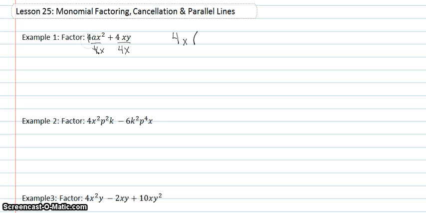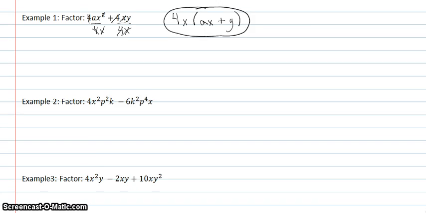So the 4's cancel. I'm left with an a, and one of the x's cancel here, so I have an ax when I factor the 4x out. And then the 4's cancel in the second term, the x's cancel, and I'm just left with the y. And then this is our factored binomial, where we've factored a monomial out. And we just leave our answer like that.